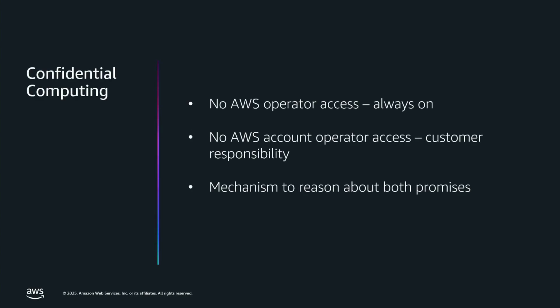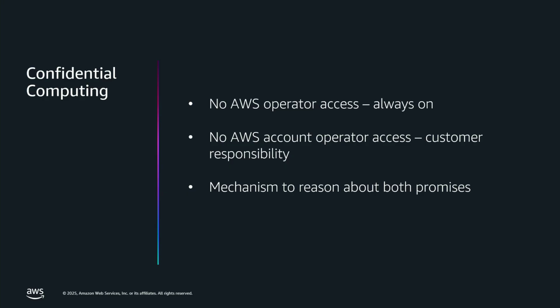So confidential computing, to recap, means that AWS operators do not have access to your EC2 instance data. It's always on. There's nothing for you to do. If all you care about is that, you can sleep peacefully. But this one goes further, right?